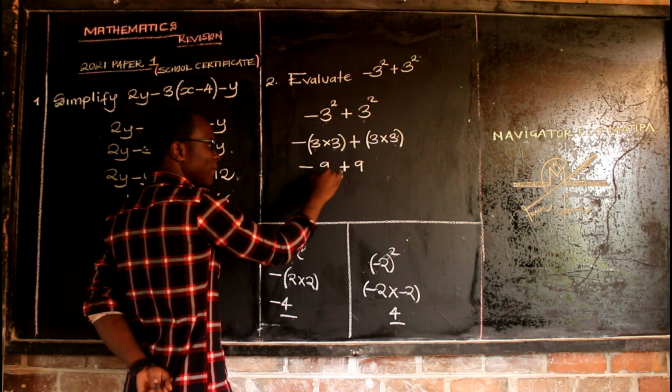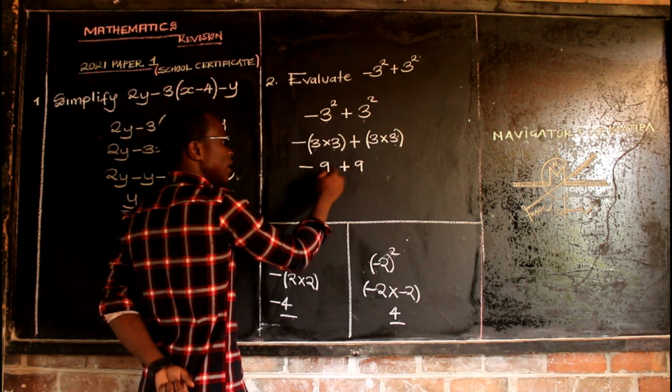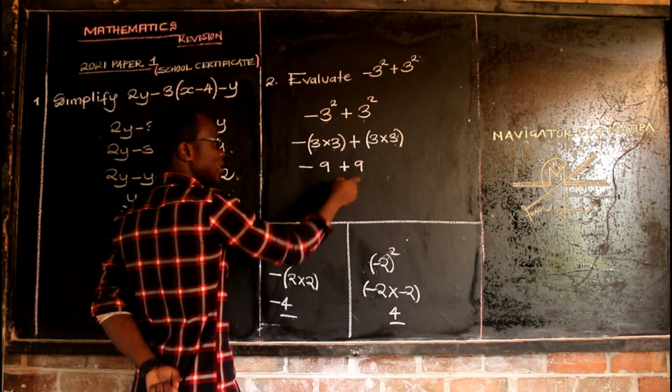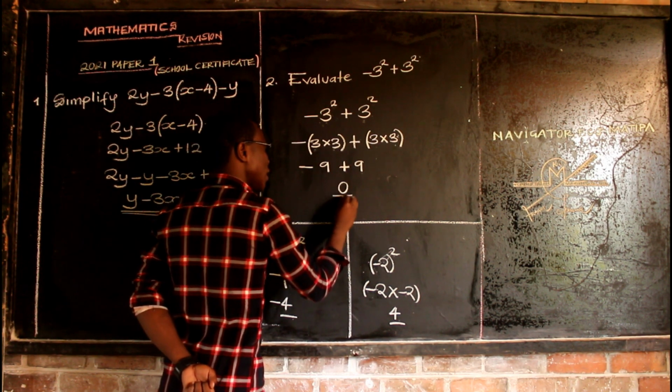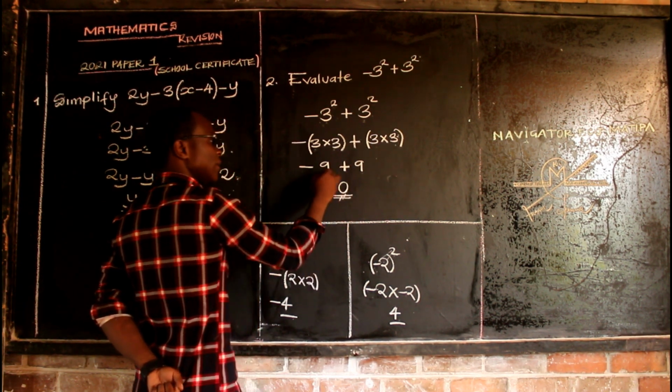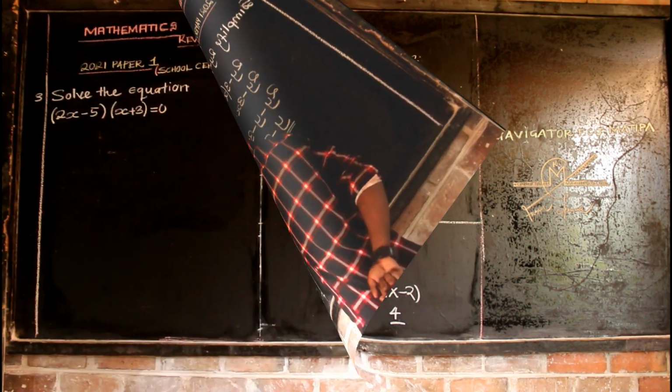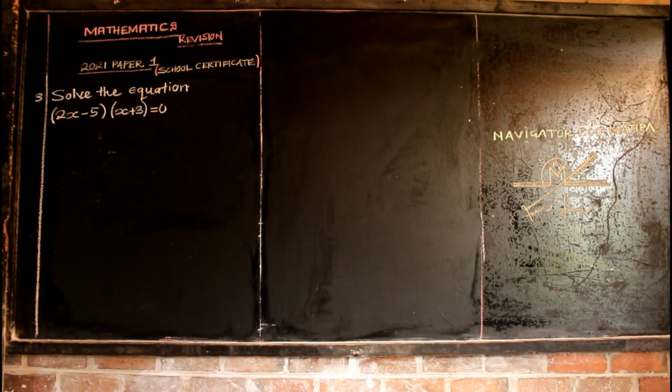So negative 9 plus 9. Negative 9 plus 9 you obtain 0. So our answer is 0. Negative 9 plus 9 is 0. So let us look at question number 3.